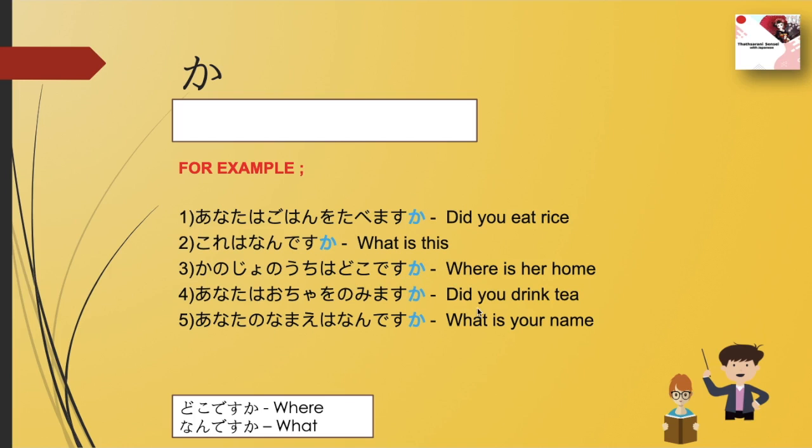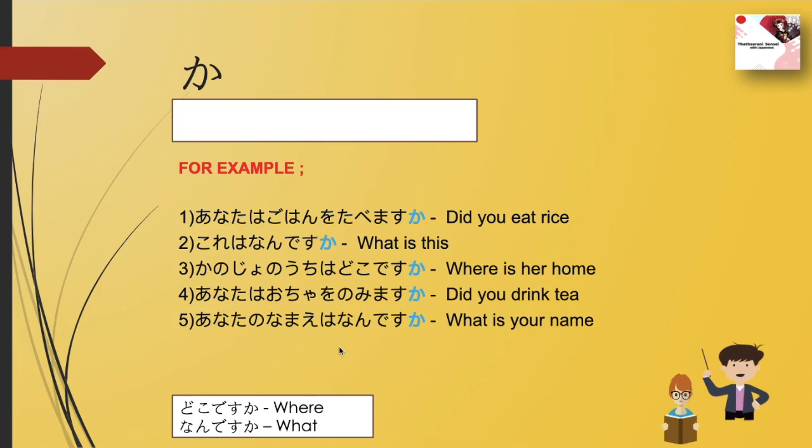Okay, the fourth one, that is, did you drink tea? In Japanese we can say anata wa ocha wo nomimasu ka. Anata means you, ocha means tea, and we have nomimasu for drink, and to ask this like a question we can add ka here.